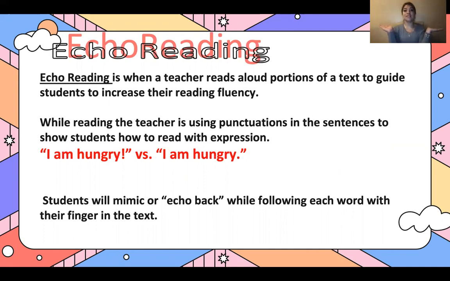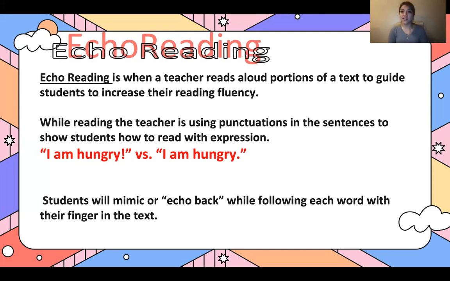So let's do that one more time. "I am hungry!" versus "I am hungry." Those are two different ways to read that sentence. Students will be mimicking or echoing back while following each word with their finger in the text.